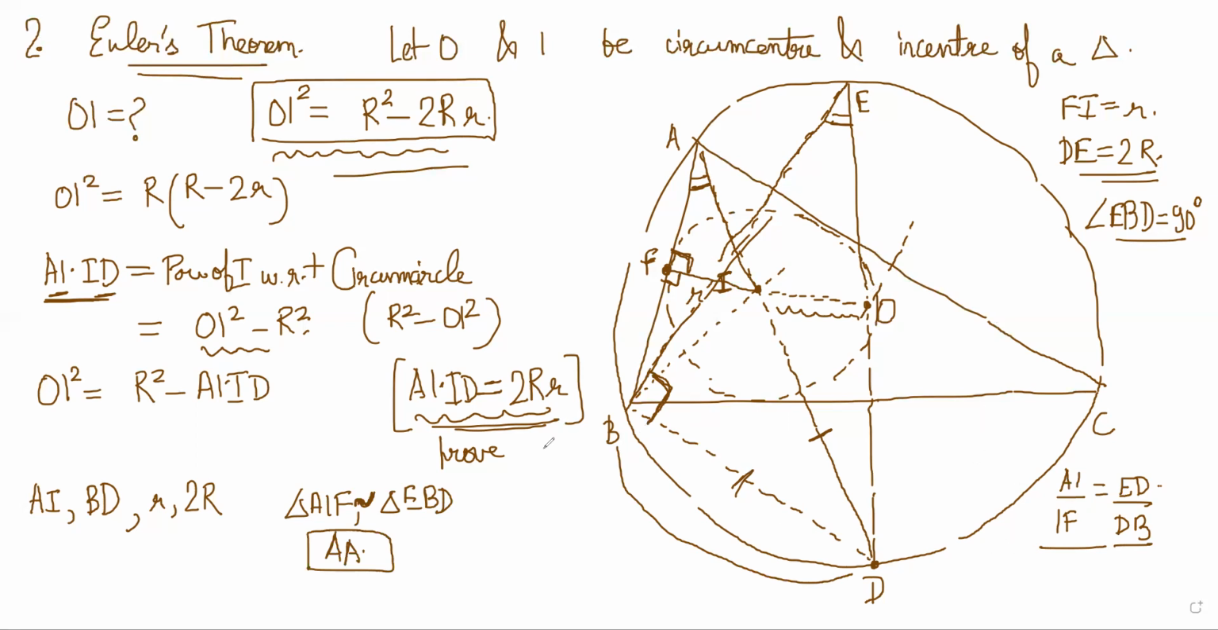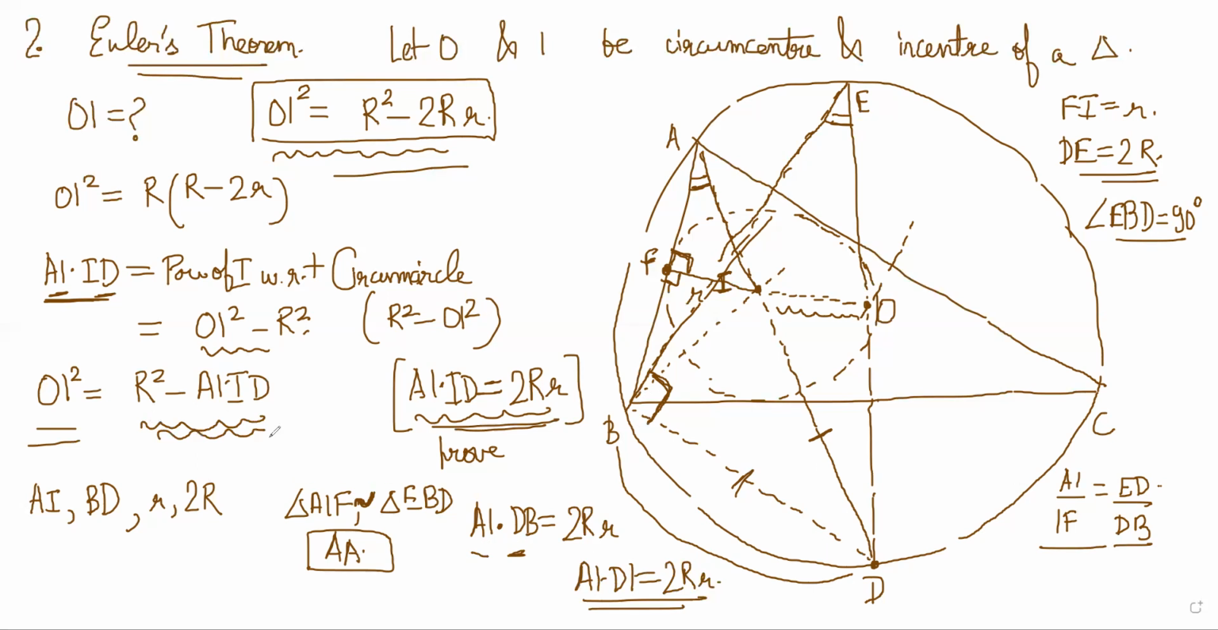So what we get is AI into DB is equal to ED into IF, right? And ED into IF is actually 2Rr. And we have AI into DB, and DB is equal to DI, right? So we have AI into DI is equal to 2Rr, and then we have OI square is equal to this, no?